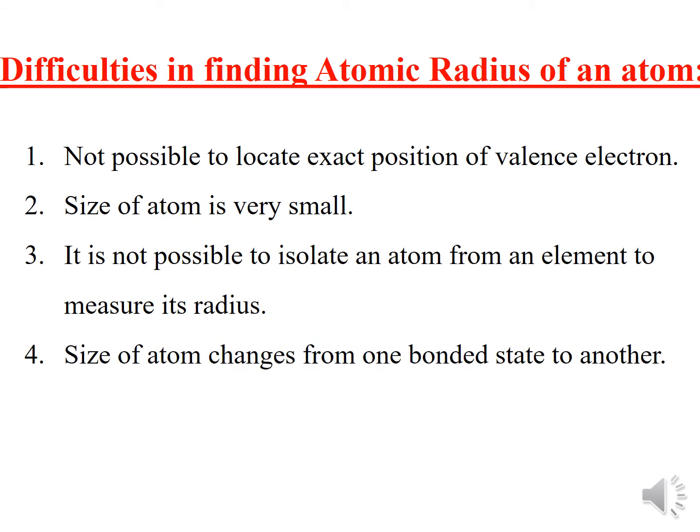Next, the size of an atom changes from one bonded atom to another. For example, the radius or size will be different if the atom is forming a covalent bond, or a metallic bond, or forming no bond. So the size of an atom changes from one bonded atom to another. Due to these difficulties, we find out atomic radius in the bonded state.